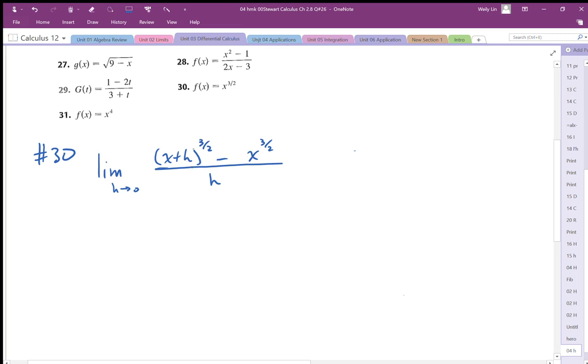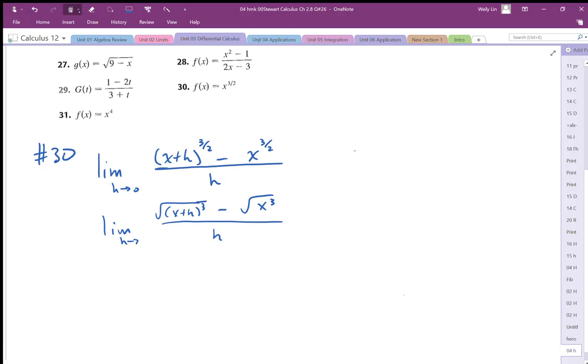Now to do this a little bit easier, we're going to write it in its square root form. So we're going to end up with the square root of (x plus h) cubed minus the square root of x cubed. The reason we're doing this is because we need to free up that h in the numerator, and to do that we need to get rid of the binomial square roots. We can get rid of binomial square roots by multiplying by their conjugates. So I'm going to get the conjugate here, the square root of (x plus h) cubed plus the square root of x cubed, and do the same on the bottom.